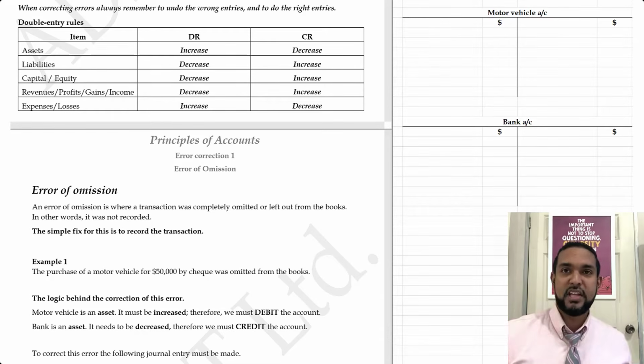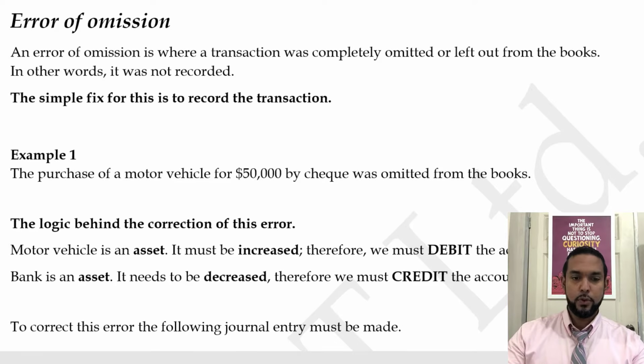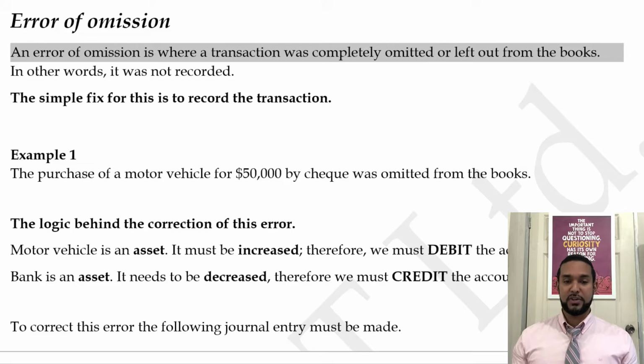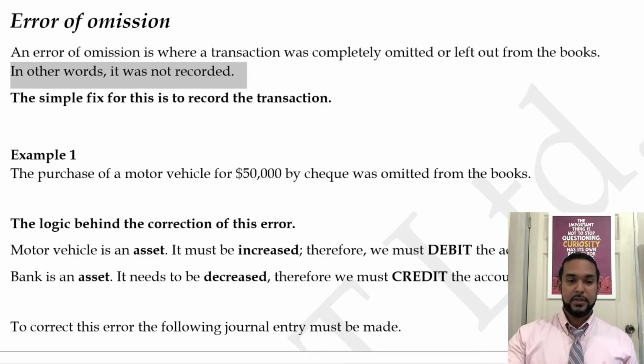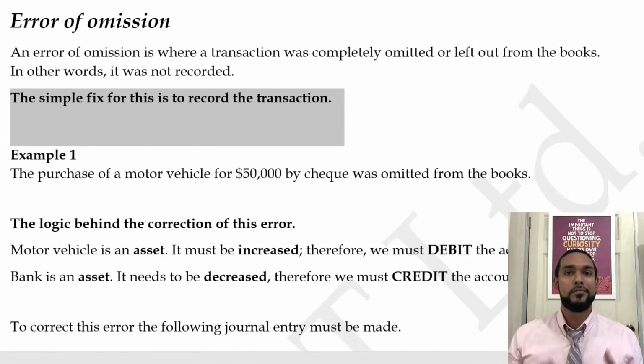Okay guys, so the first type of error we're going to take a look at is an error of omission. To omit means to leave out. So an error of omission is simply an error where a transaction was completely omitted or left out of the books. In other words, it was not recorded. The simple fix for this is to record the transaction. Long story short, if it wasn't recorded, but it was supposed to be, then you have to put it in the books, right?